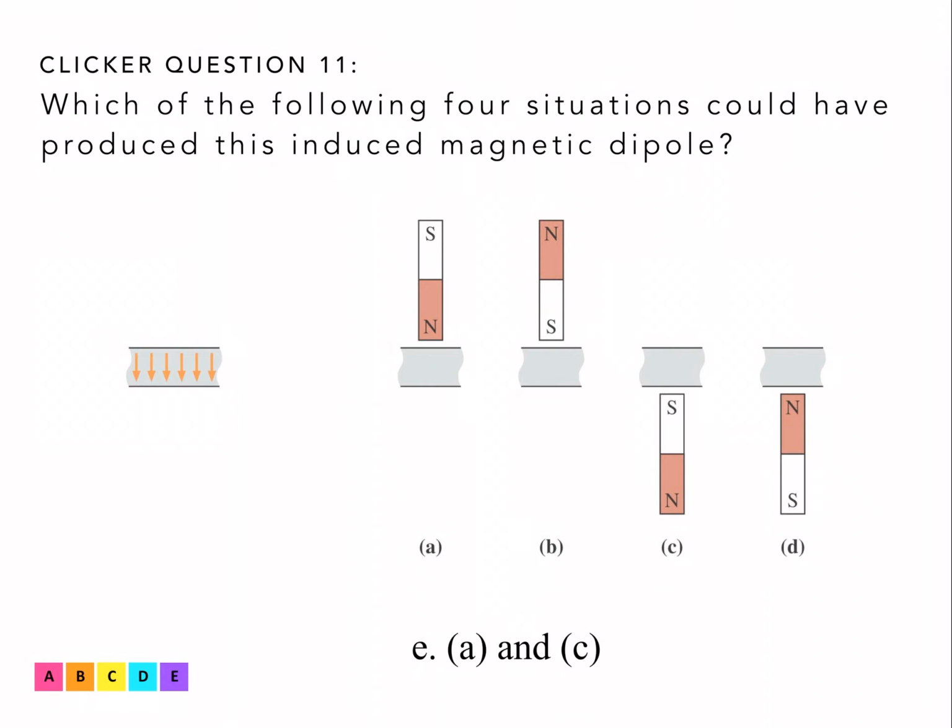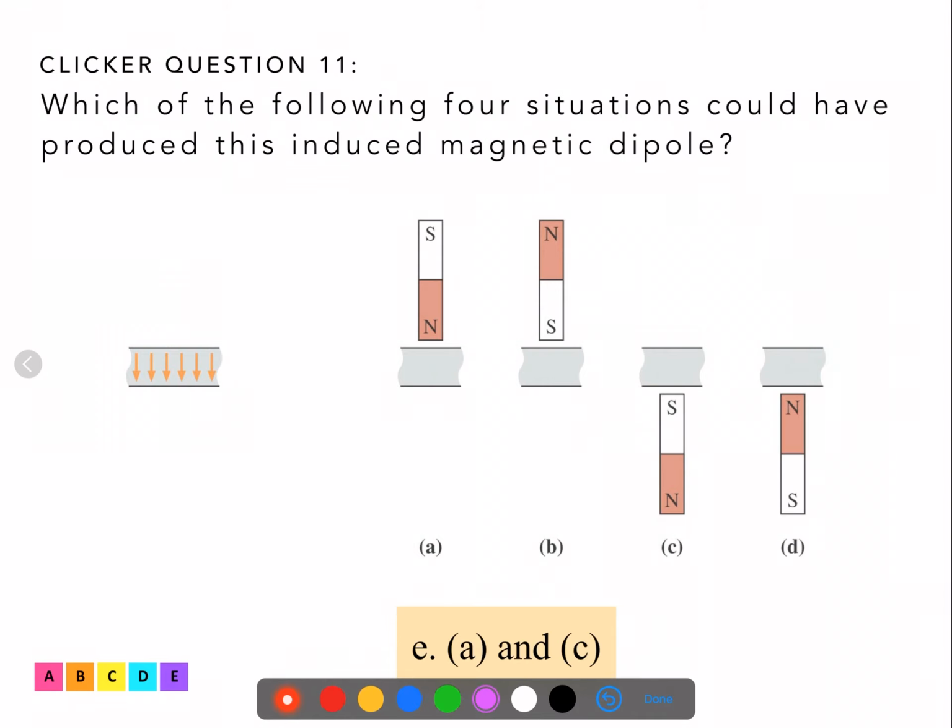All right, the answer is E, which is both A and C, because remember, you're either going to attract one side to the north and one side to the south, or vice versa, because this thing also has a dipole. Okay? All right. That's the end of this chapter.